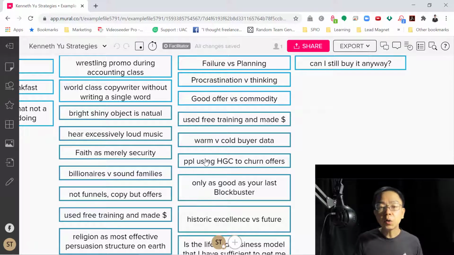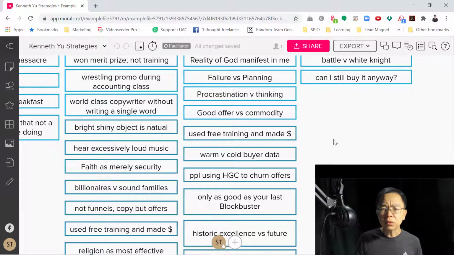People using Holy Grail copywriting to churn out offers for their team, helping their team, and so on. Again, I don't have Holy Grail copywriting. What does this do to me? It forces me to have to think about the offers that I could churn out. And in a sense, it is also a form of positional contrast.